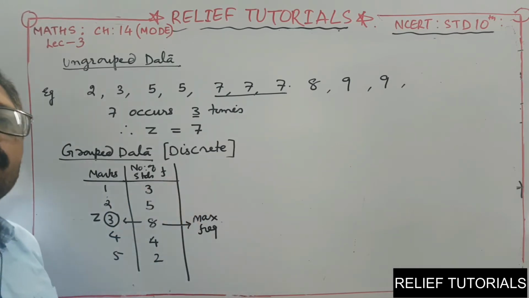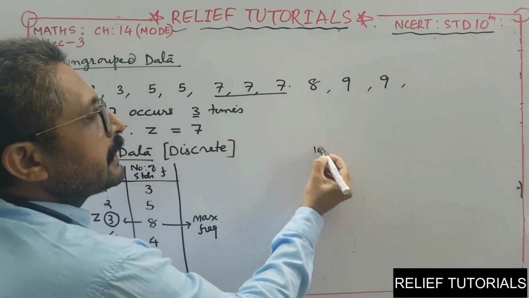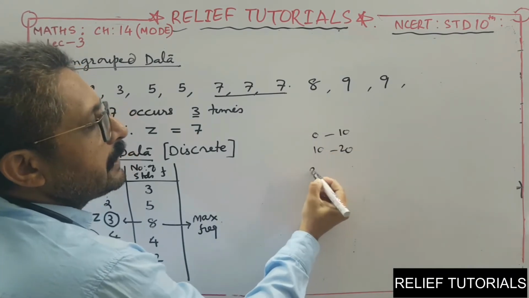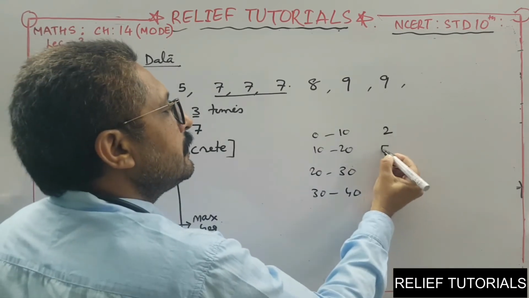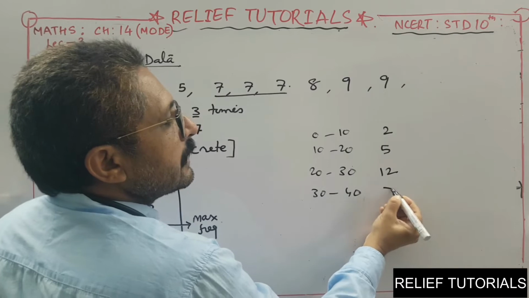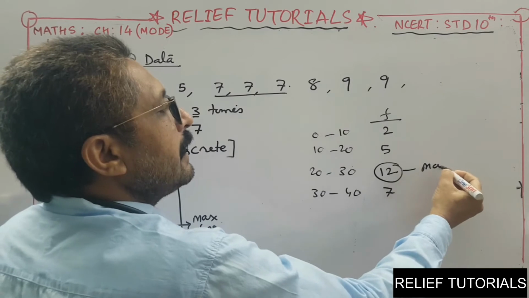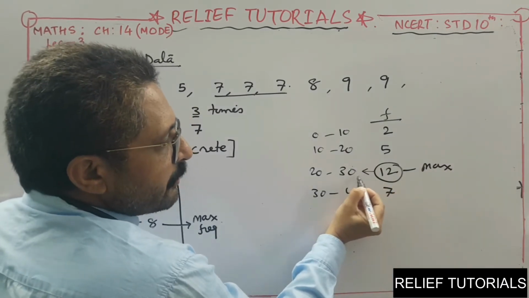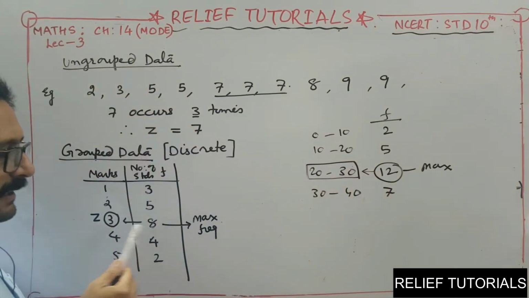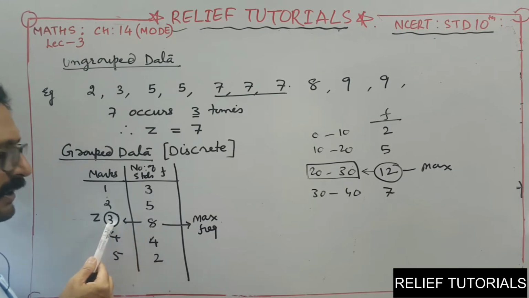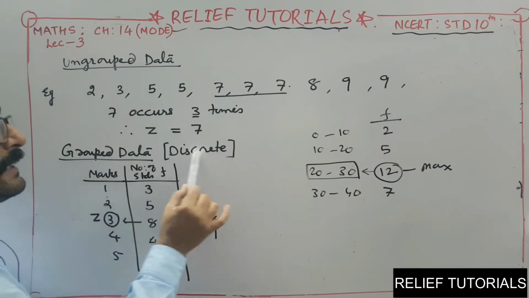Now if you want to find mode for continuous data, for example, there are classes 0 to 10, 10 to 20, 20 to 30, 30 to 40, and here is the frequency 2, 5, 12, and 7. So maximum frequency is 12. And against this maximum frequency you will get a class. You will not get the value of observation as in the earlier case, where maximum frequency was 8 and against 8 you got directly 3.